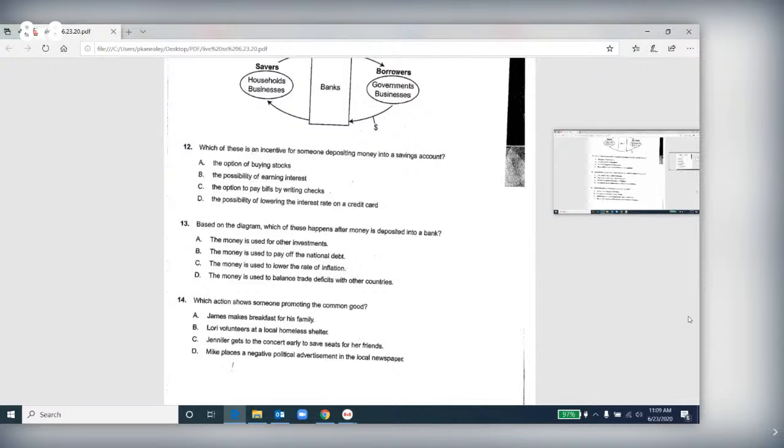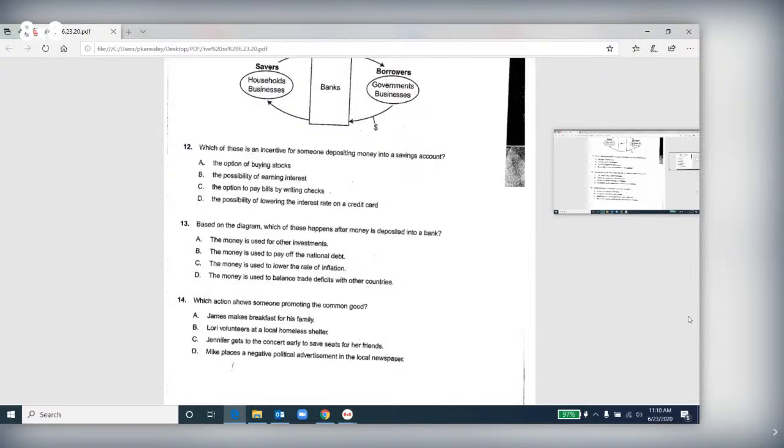C, Jennifer gets concert seats early for her friends, which once again is nice. It's just a few people though. And D, Mike placed a negative political advertisement in the local newspaper. And you can just see negative. Negative and good are opposites, so it wouldn't be that. So we're going to cross D off. And that leaves us with A, B, and C. And you have to look at common, and that means kind of everyone. So the answer we would pick would be B, because she volunteers at a local homeless shelter. That is a common good for everyone.